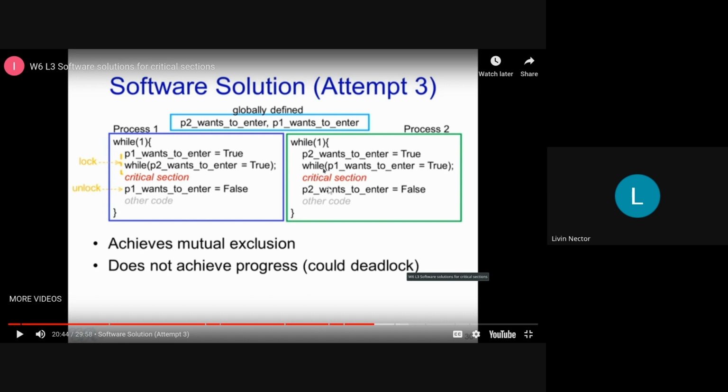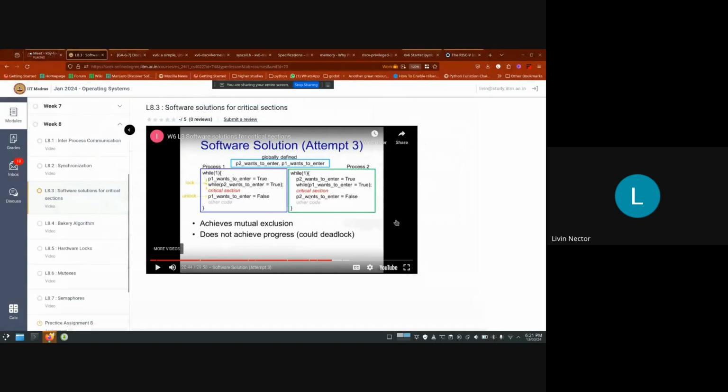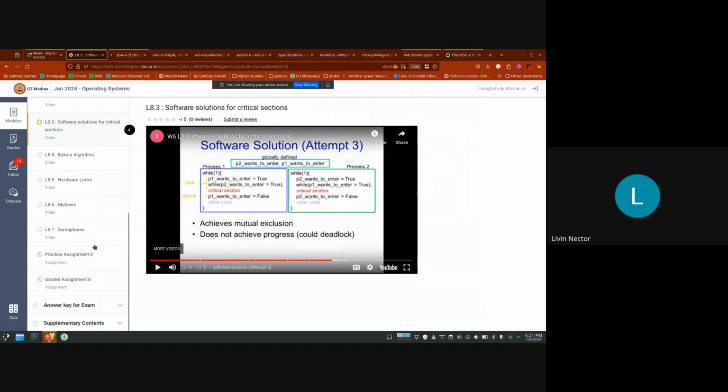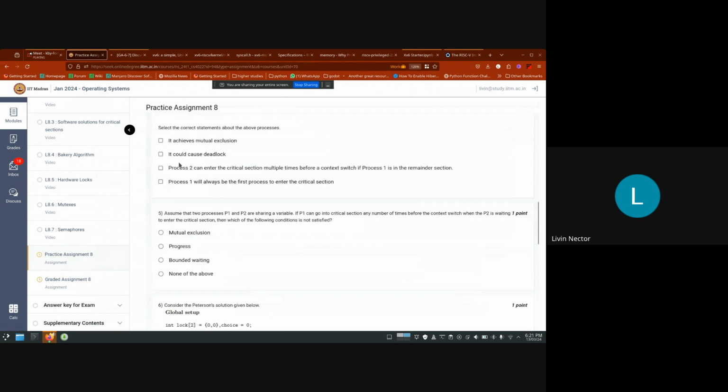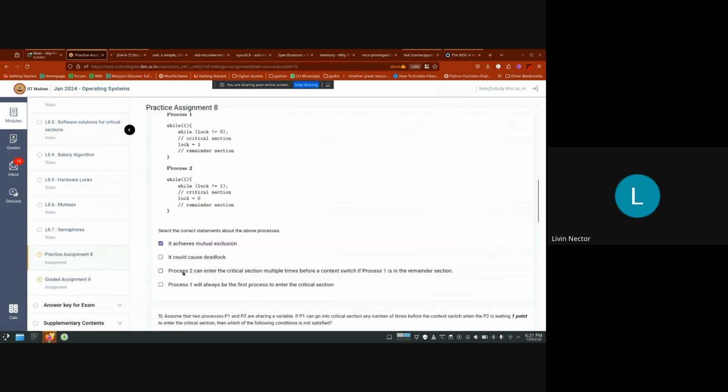Both processes cannot execute. They are both waiting for each other to go into the critical section in that case. So this kind of solution could cause a deadlock. In our solution, it is not causing any deadlock, so we will not select that answer. That is mutual exclusion. It doesn't cause this.